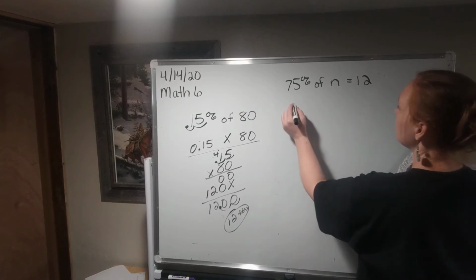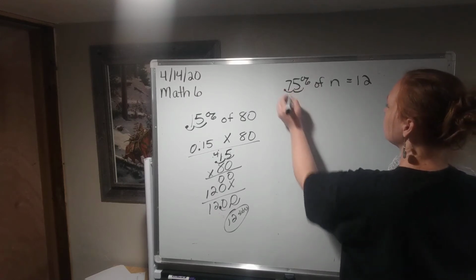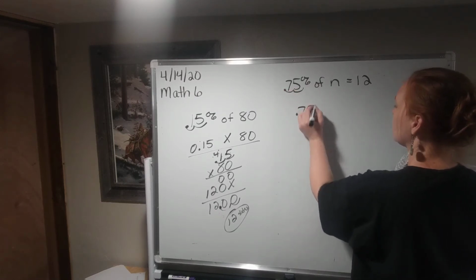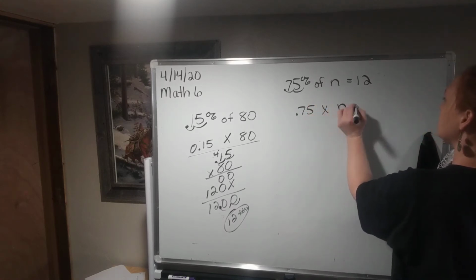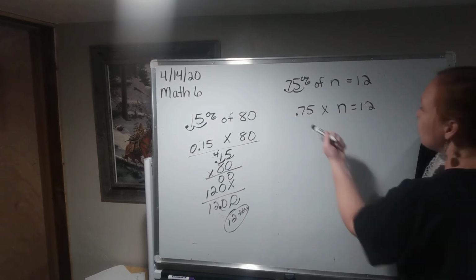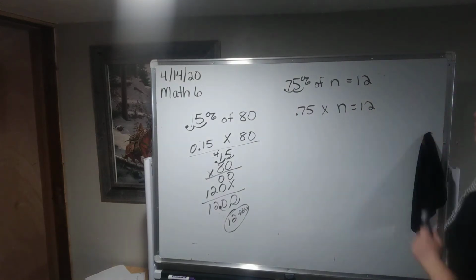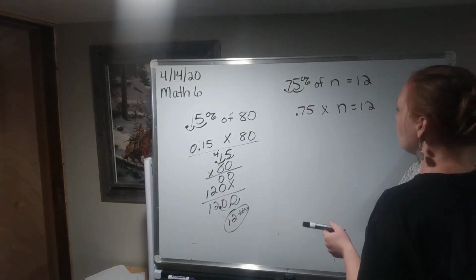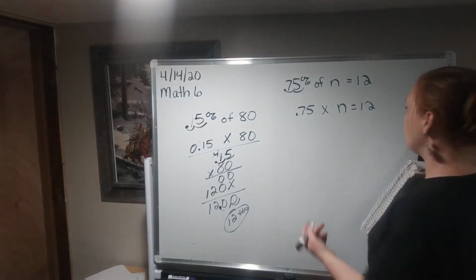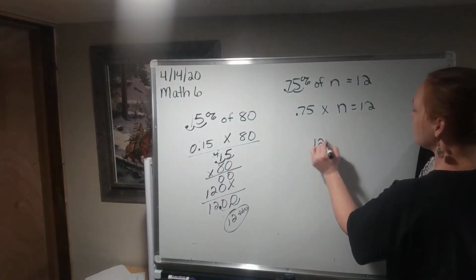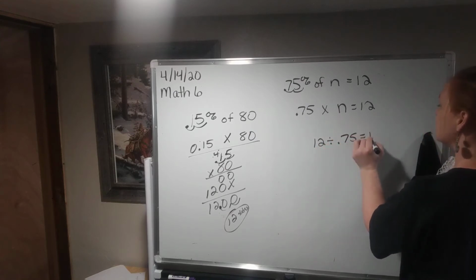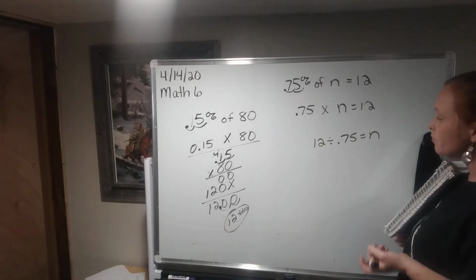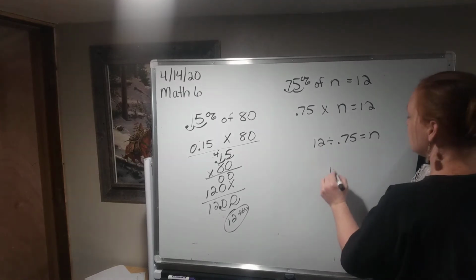Okay, so let's go ahead and change this to a decimal so we can work with it. Of multiplication sign, n equals 12. Well, 0.75 times n equals 12. So what is the opposite or the fact family of that? Well, 12 divided by 0.75 will give us n. Do you agree with that? Now we have a problem that we can do.